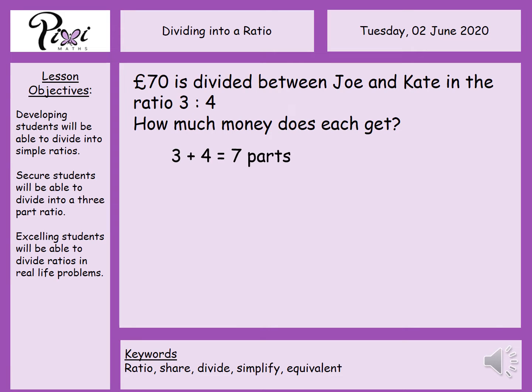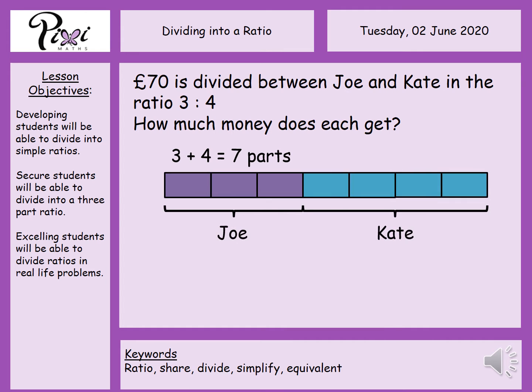So the first thing we do, we work out how many parts we have altogether. We've got 3 parts going to Joe, 4 parts going to Kate, so that means we've got 7 parts altogether. So we're going to draw a diagram. We've got our 7 parts, and we've got 3 of the parts going to Joe, 4 of the parts going to Kate.